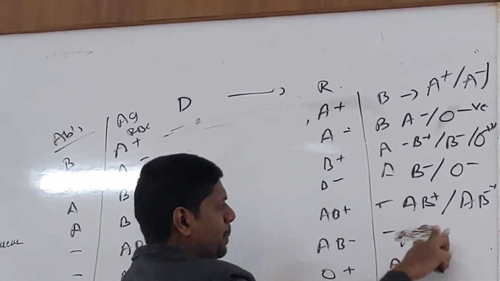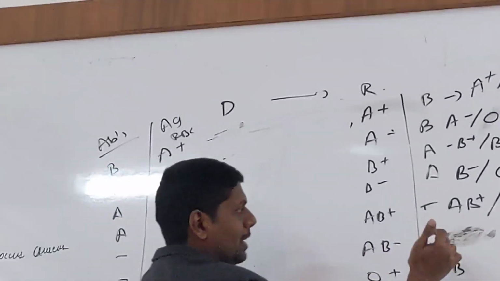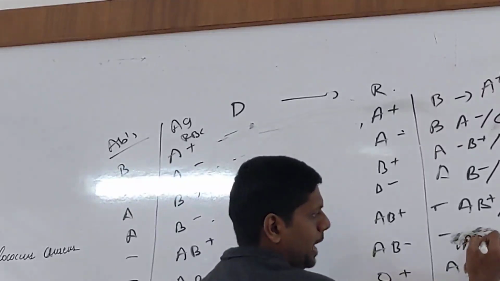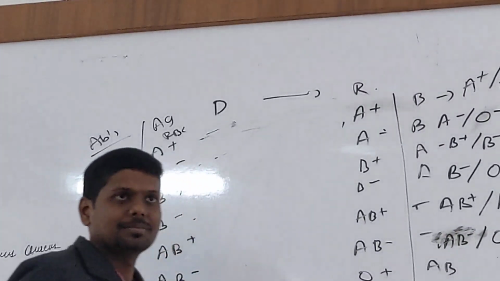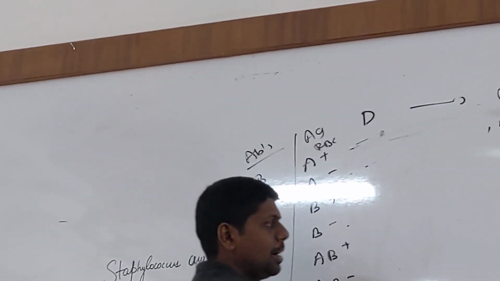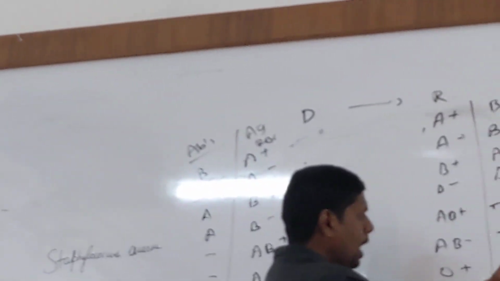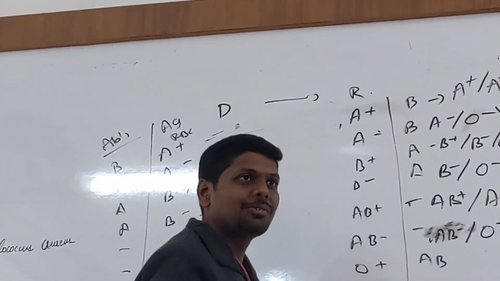Can this AB negative person, what blood can they receive? They can receive AB negative blood, O negative blood. That's it. Then coming to O positive. What blood can they receive? Tell me, students. O positive.